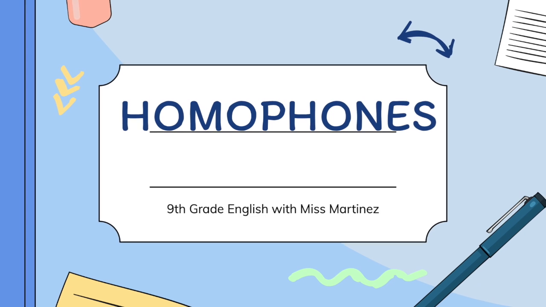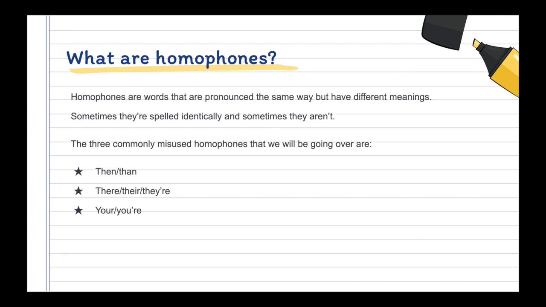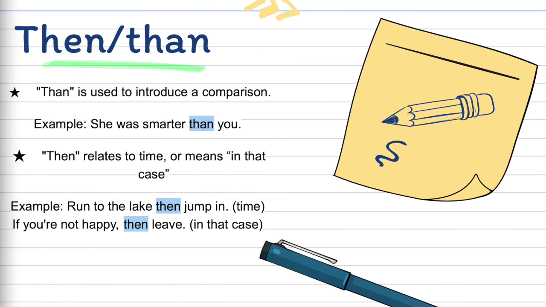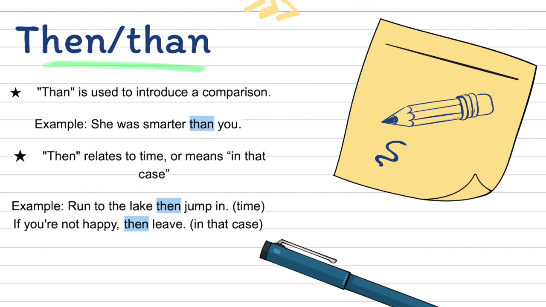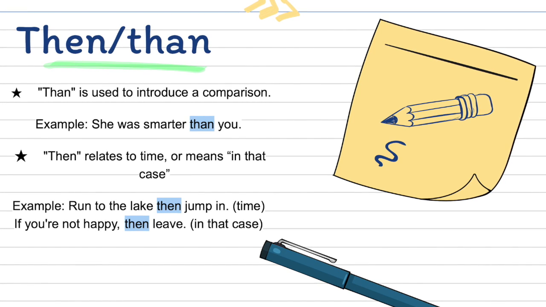Today we're going to be learning about homophones. Okay, so what we're going to start with is, what are homophones? Homophones are words that are pronounced the same way but have different meanings. Sometimes they're spelled identically and sometimes they aren't. So the three commonly misused homophones that we're going to be going over today are then and than, there, and your.